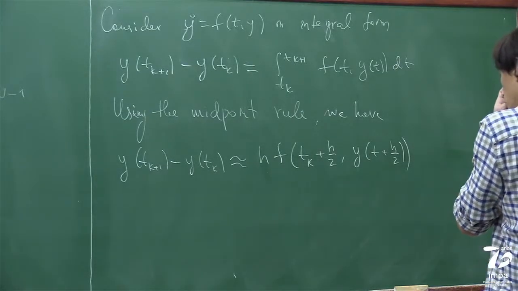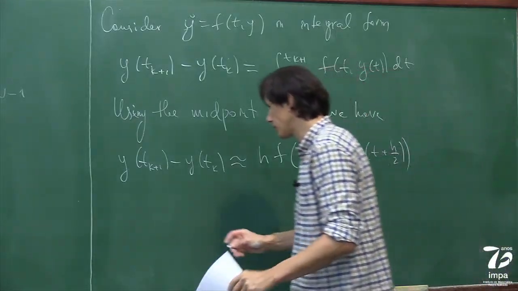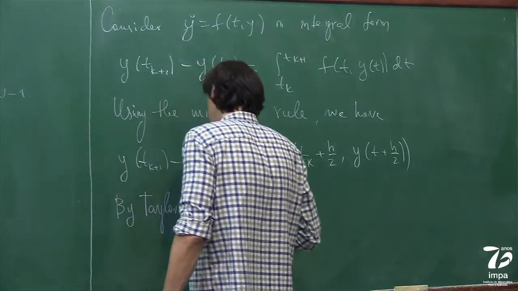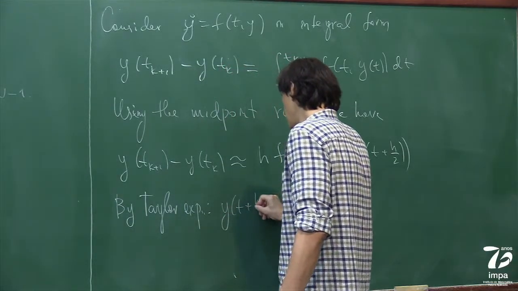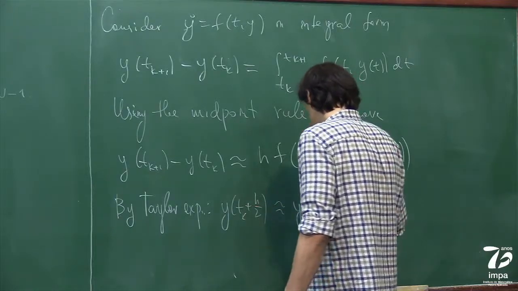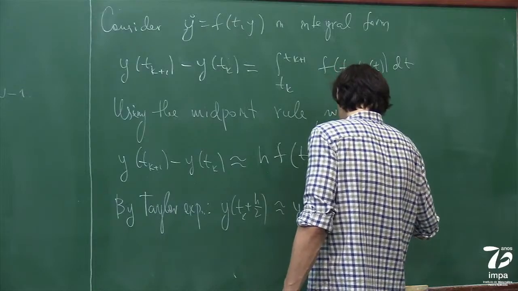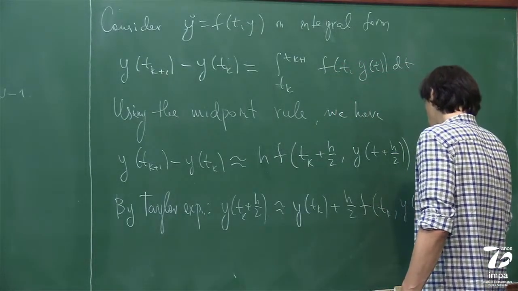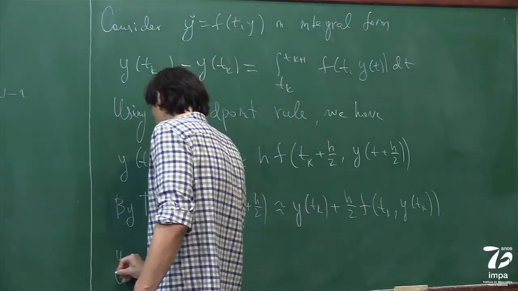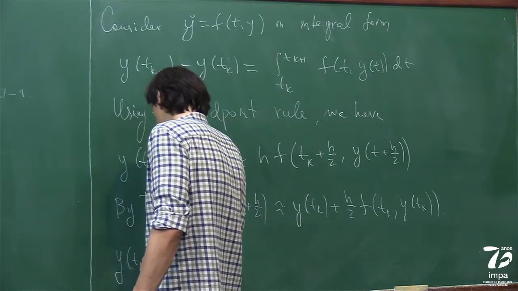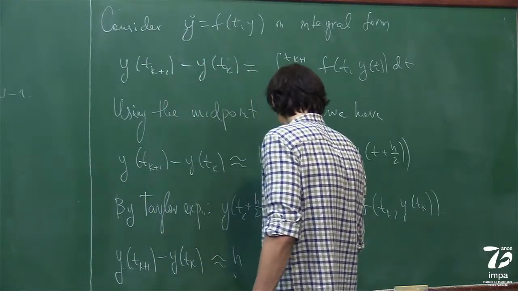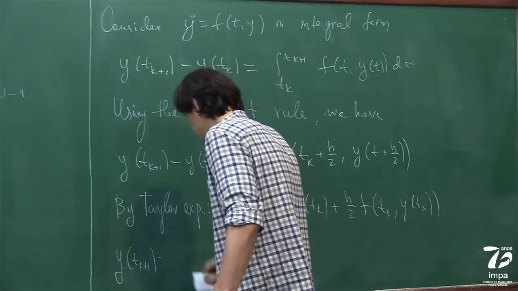Next, we don't have this value, so we use a Taylor expansion. By Taylor expansion, we take y at t plus h over 2. Essentially, we use the Euler method for this term, so it will be y(t_k) plus h over 2 times f(t_k, y(t_k)). So what we get at the end is, approximately, h, and let's put it on the other side.